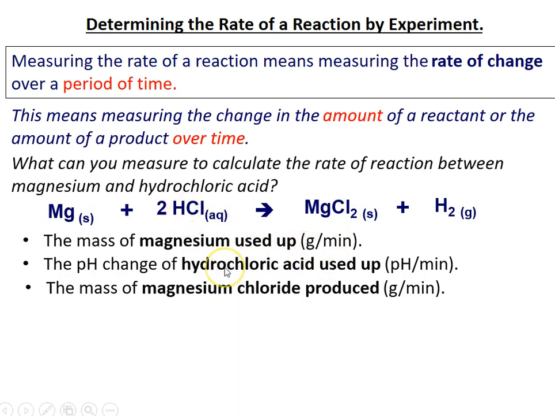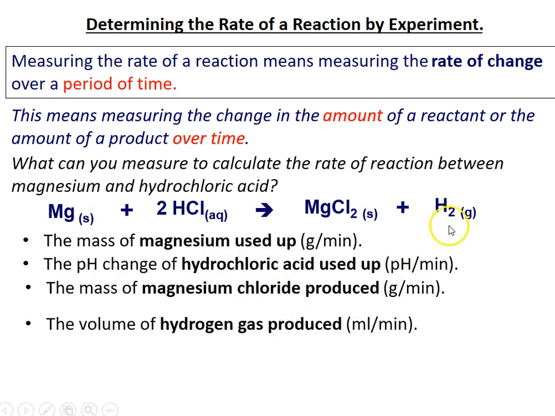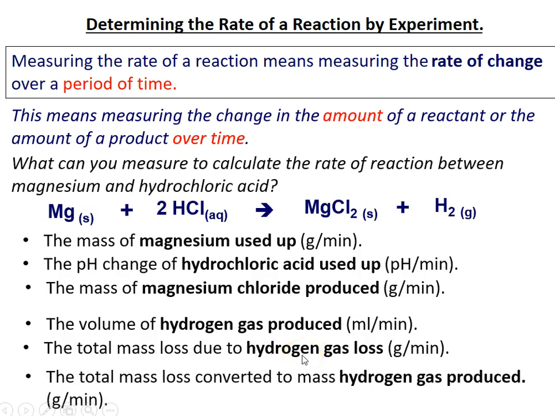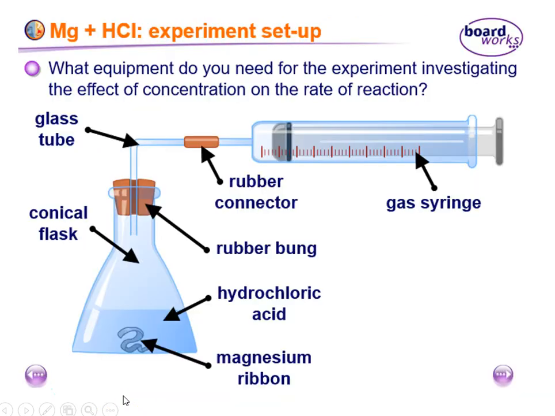You could just put a pH probe into the solution and measure the pH of the hydrochloric acid. That would work. But quite often, because the hydrogen produced is a gas, we could collect that hydrogen and measure the volume of the hydrogen, or we could measure the overall mass, and as hydrogen was produced, then the mass would go down totally. Or we could even, after we'd measured this, turn the mass loss into the mass of hydrogen that was actually produced in grams per minute and plot that as a graph.